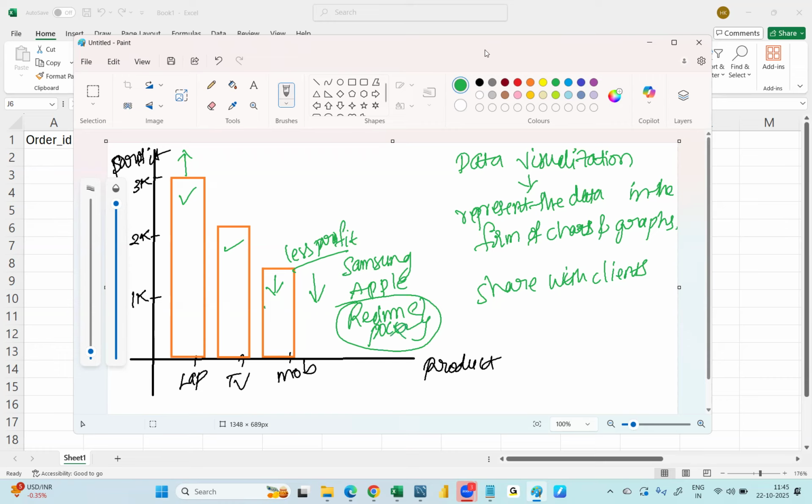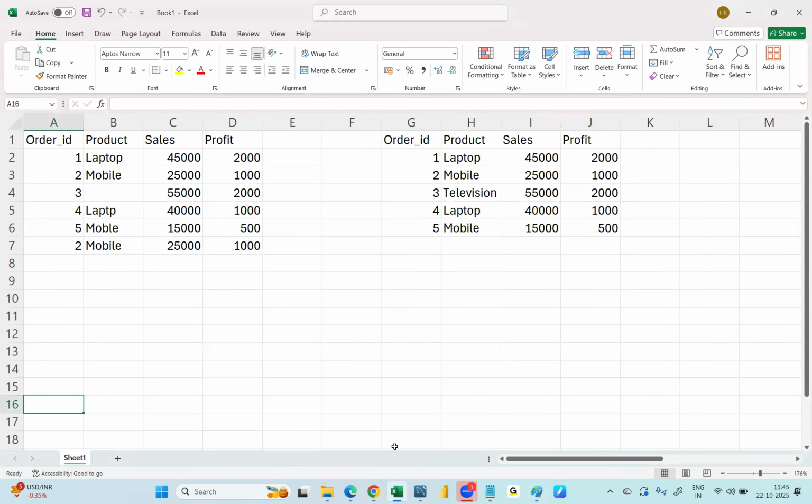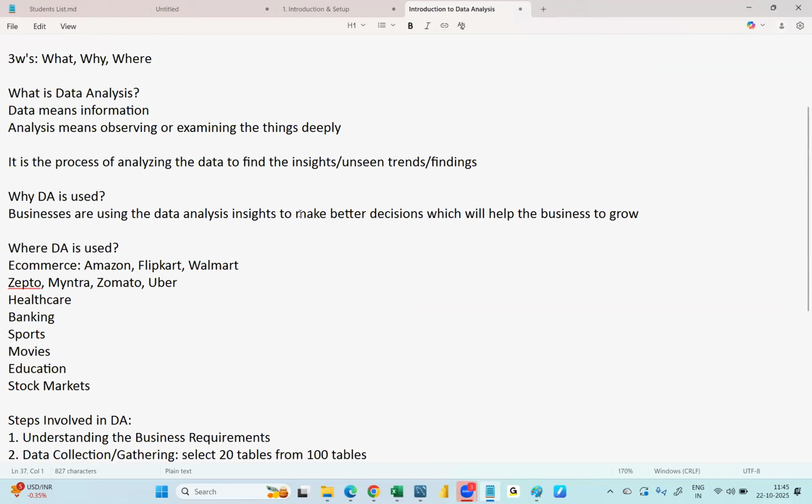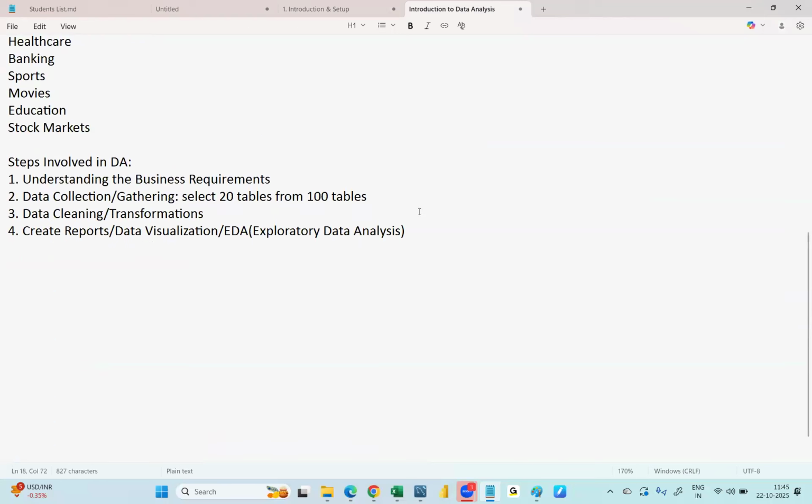Why data analysis is used? Simply, data analysis is used to help the clients or that particular business to improve. That is what I clearly mentioned. They want to use it to make some decision, and for those decision making, our data analysis is going to help.